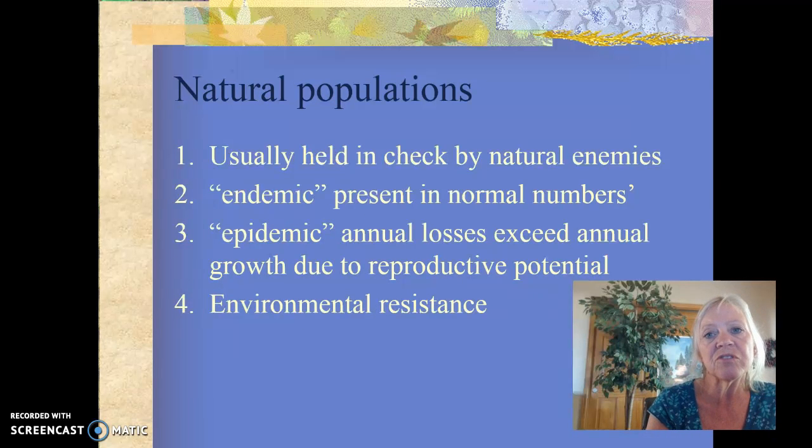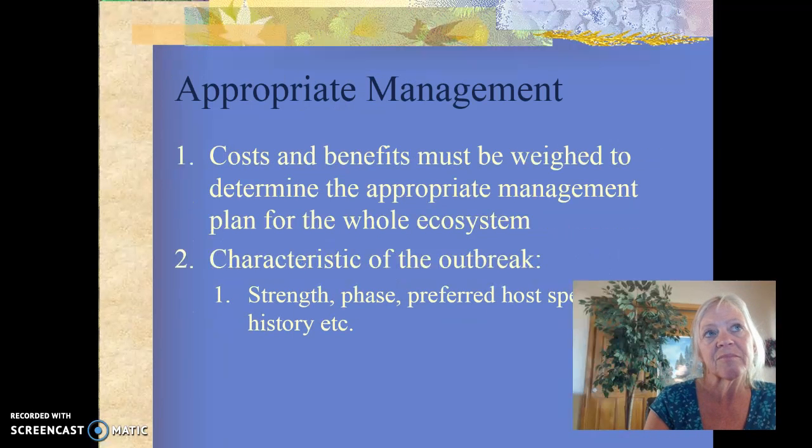Natural populations of insects are normal in a forest. They're held in check by natural enemies. Endemic means they're present in normal numbers, and epidemic means that the losses exceed the growth due to the reproductive potential. And again, environmental resistance is the ability for insects to change and adapt to certain chemicals in the ecosystem.